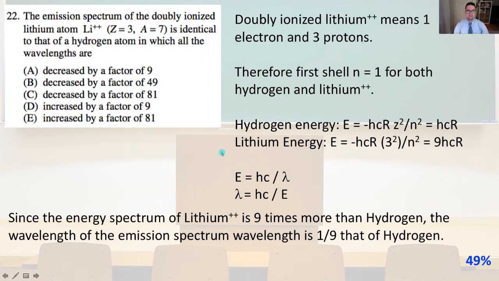Number 22, the emission spectrum of the doubly ionized lithium atom, Z equals 3, A equals 7, is identical to that of a hydrogen atom in which all of the wavelengths are... So doubly ionized lithium means 1 electron and 3 protons, hence the 2 plus signs. So therefore the first shell, n equals 1, for both hydrogen and lithium plus plus, because of the 1 electron.